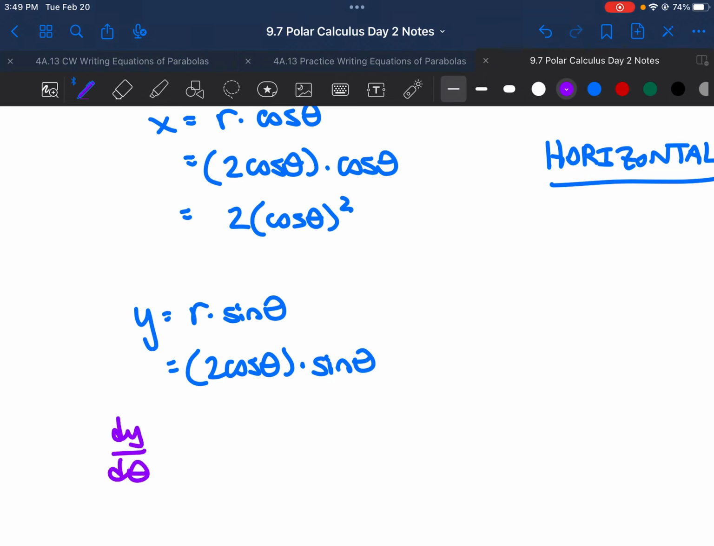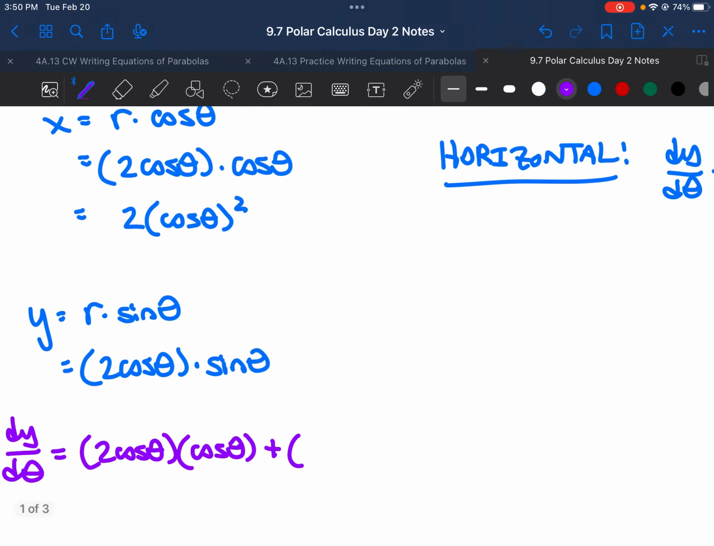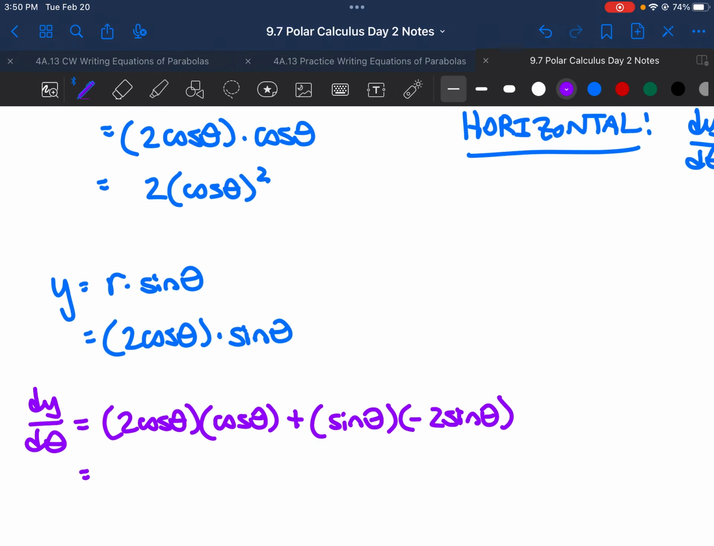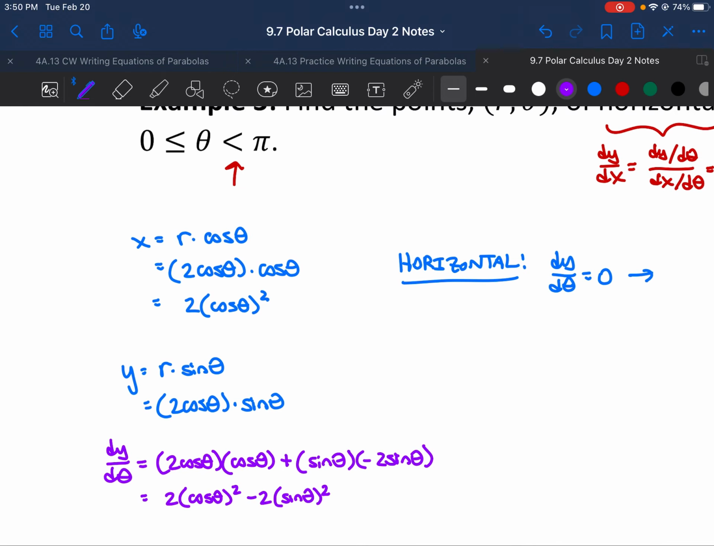Dy d theta equals first function, 2 cosine theta, times the derivative of the second function. Well, the derivative of the second function, sine theta, is cosine theta, plus second function, sine theta, times derivative of the first function. Derivative of the first function, 2 cosine theta, is negative 2 sine theta. And if we clean this up a little bit here, this is 2 cosine theta squared minus 2 sine theta squared.